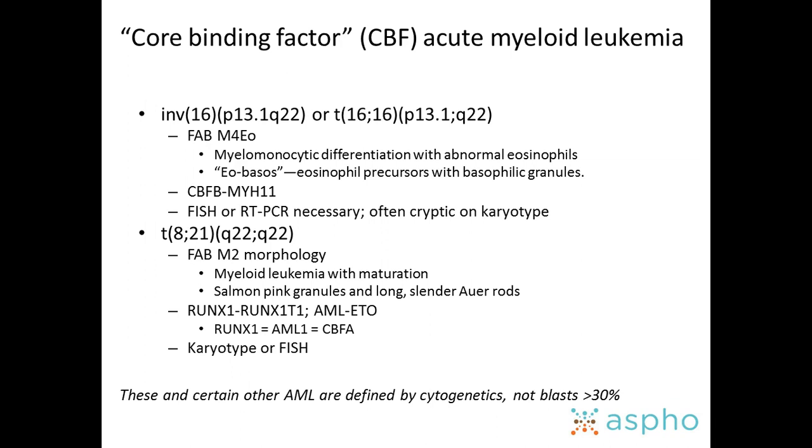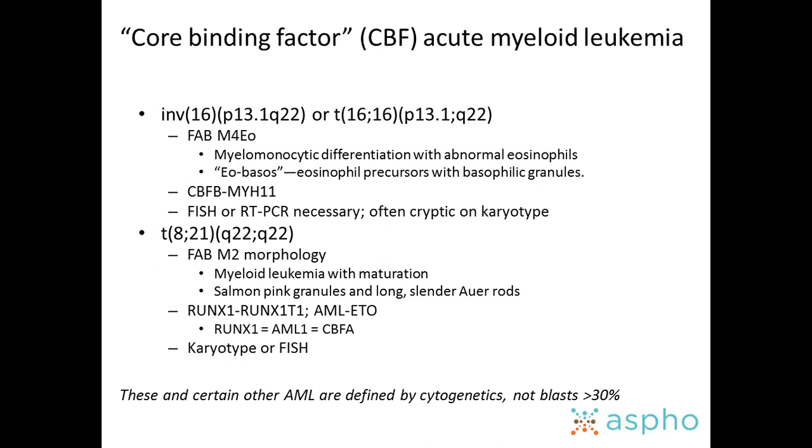These two leukemias that I just described are two of the better prognosis AMLs, the so-called core binding factor acute leukemias. The inversion 16, as I told you, is typically an inversion but can be a translocation between the reciprocal chromosome 16. But it is often cryptic on karyotype and requires RT-PCR or FISH to confirm. The t(8;21) characteristically has this FAB M2, or myeloid leukemia with maturation, phenotype, and the cells often have salmon pink granules and long, slender Auer rods, if you're lucky to catch an Auer rod.